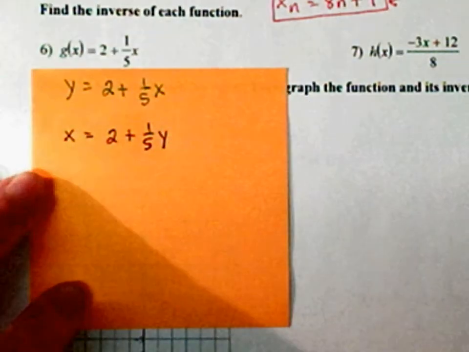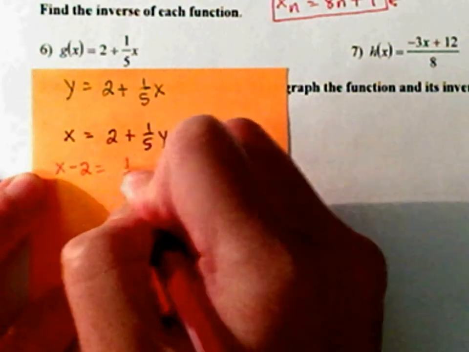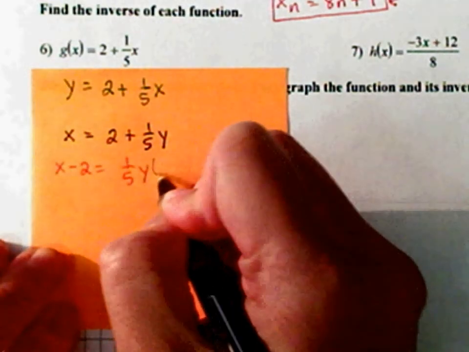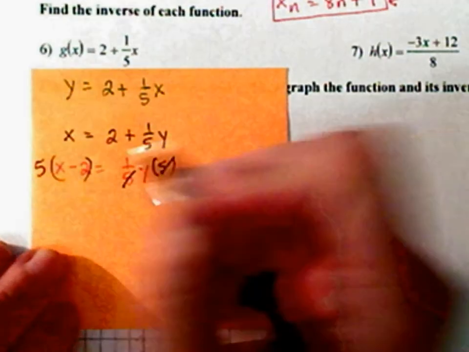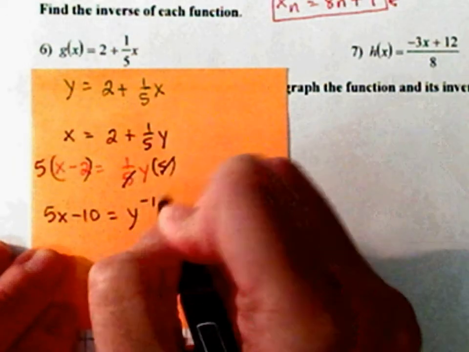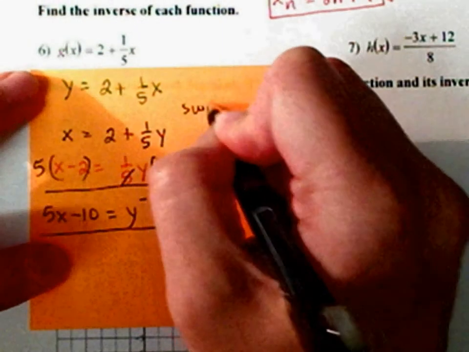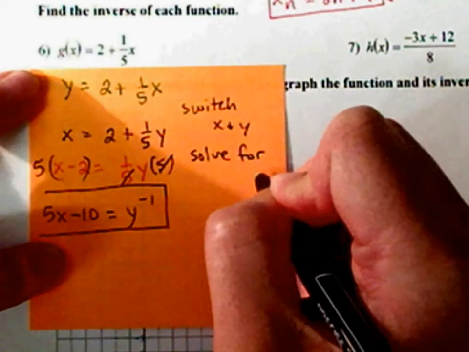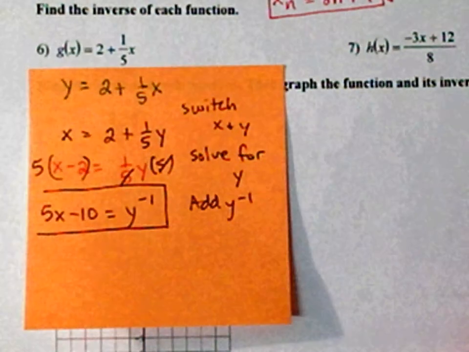Step 2. Solve for y. So x minus 2 equals 1/5 y. Opposite of dividing by 5, you're going to multiply by 5. See the 5 cancel? So now you have 5x minus 10 equals y. Add a negative 1, and there is your inverse. So, switch x and y, solve for y, and then you add a negative 1 to your y. So those are the steps. There's number 6.